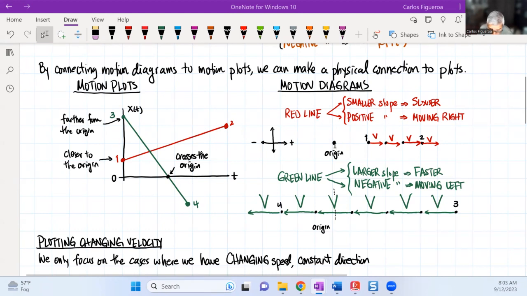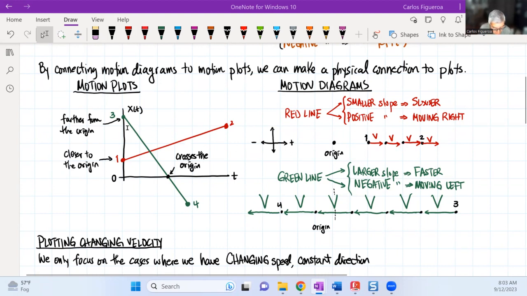If I look at my motion diagram, you can see that I define my origin right here. And if I look at my graph, you can see that 0 is the origin. Point 1 is closer to the origin than point 3. So when I look at point 1, it has to be closer to the origin, and it's going to the right in the positive direction. You can see that I have a smaller constant velocity as I go from point 1 to point 2, as this graph shows. So that red line and this motion diagram are one and the same thing.